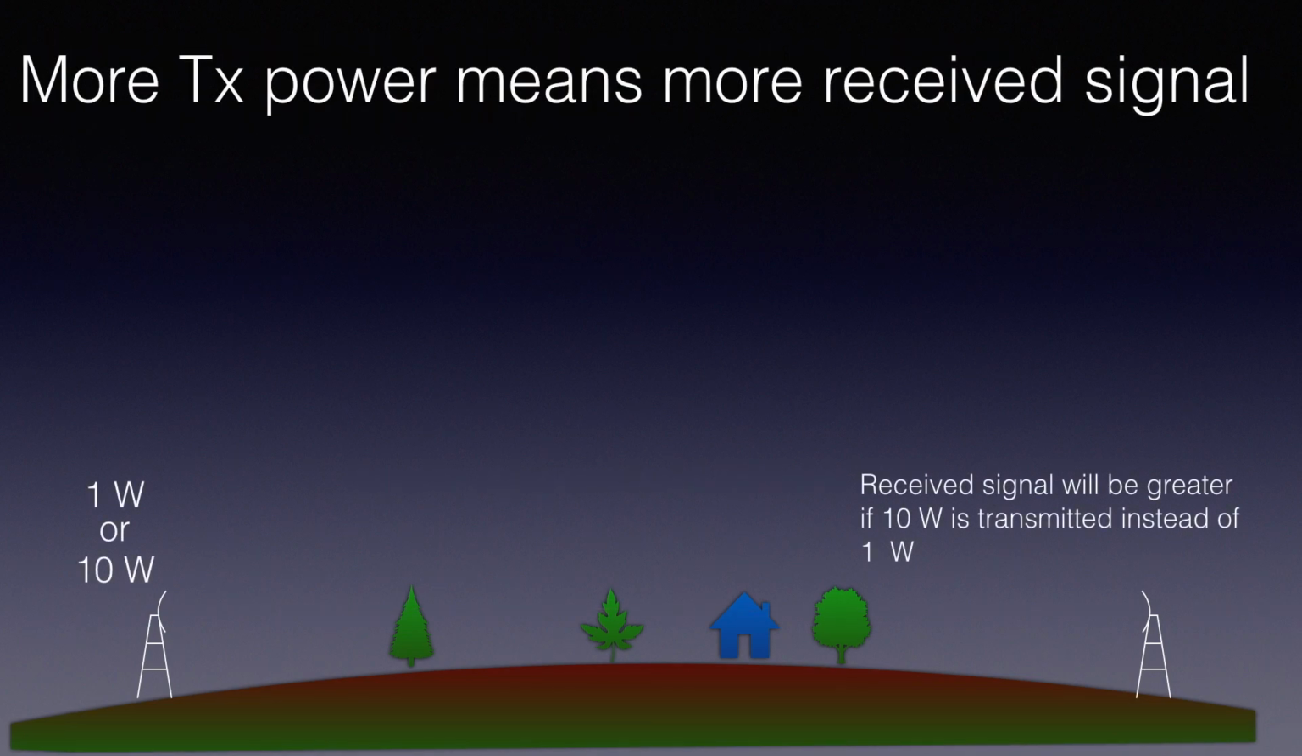Another point from the syllabus is more transmit power means more received signal. So here we have a signal there at the left. We can either send 1 or 10 watt. If we send 10 watt, the signal will be greater than if we send 1 watt. I think that's fairly obvious. The received signal will be greater if the transmit signal is greater.